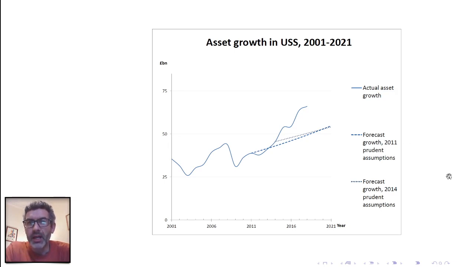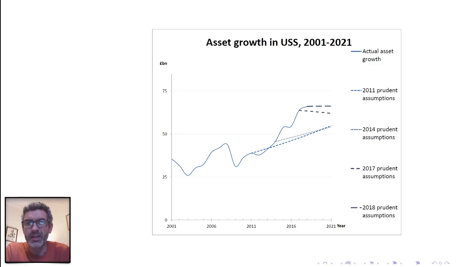Right, so now 28. I paused at 2018 with the actual asset growth there, and that's because there was a valuation in 2018. In fact, there was a valuation in 2017 as well. Don't forget, that was the one that kicked off all the industrial unrest. So let's put on those two forecasts, and you can see what those lines are doing here.